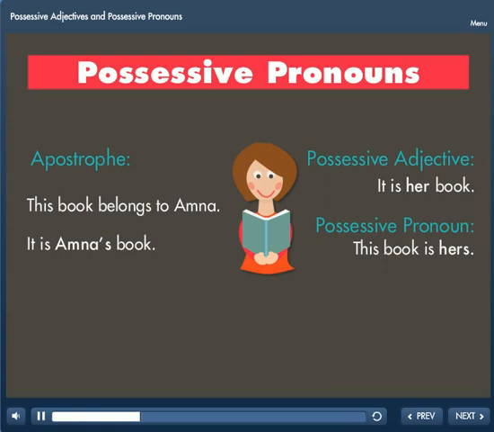If a book belongs to Amna, we can say it is Amna's book. If we want to use a possessive adjective to demonstrate the same thing, we can say that it is her book. Another way to show possession is through a possessive pronoun. Possessive pronouns tell who or what owns something and can come in place of the noun that is the owner.